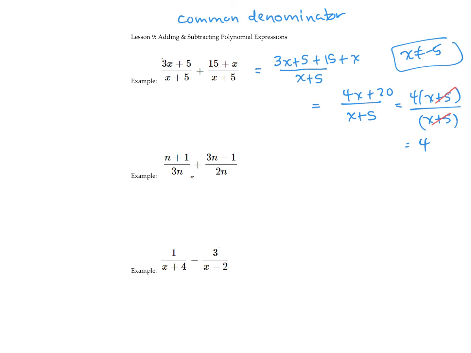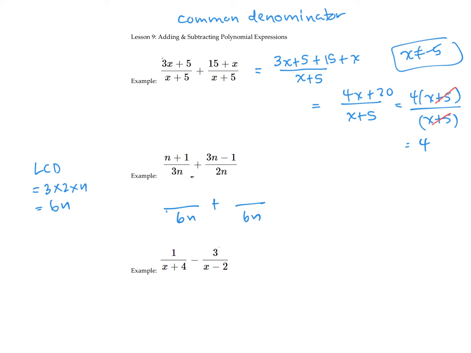In this question, we have denominators of 3n and 2n. So my lowest common denominator would consist of a 3 and a 2 and an n. So I have to make sure I include all numbers and variables from both terms and then combine them together. So I need a 3 and an n in the first term. In the second term, I have that 2. I already have an n, so I don't need the n twice. I only need the n once because both of them have one n. So my common denominator is 6n.